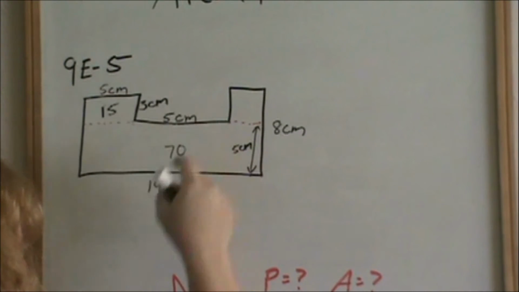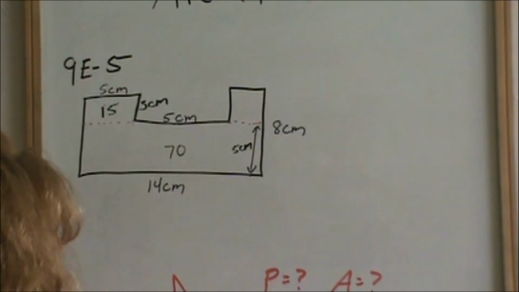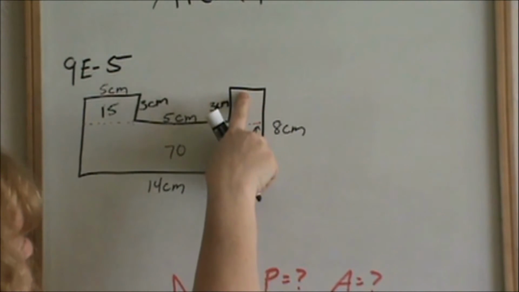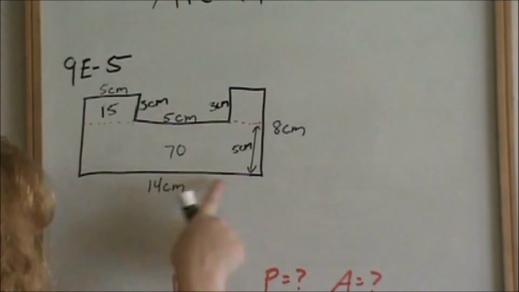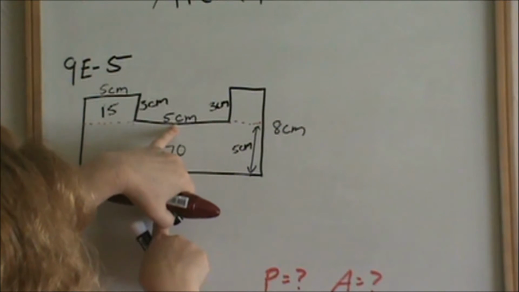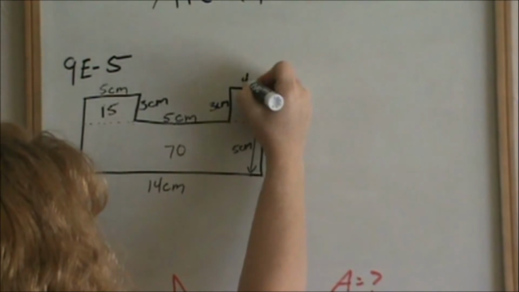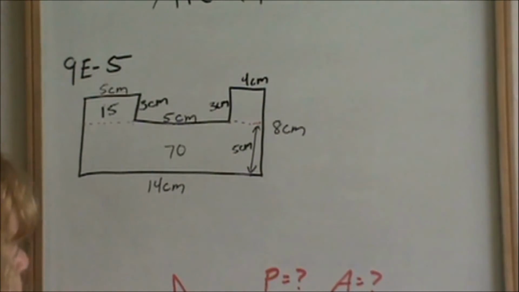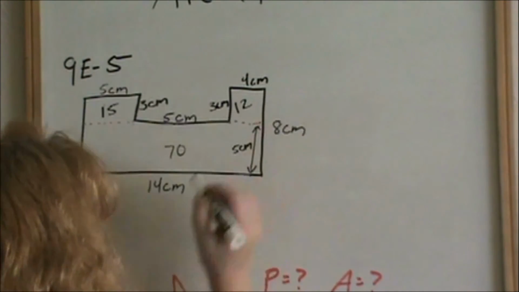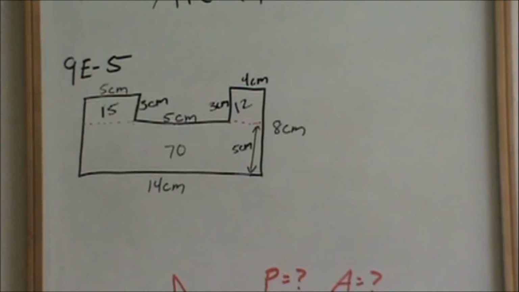Now I need to do this little square. Well, from that this is 3, I know this is 3 centimeters. But I need to know what this length is right here. The total length across the bottom is 14. I know that's 5 and that's 5. So that's 10. So 14 minus 10 is 4. That would leave 4 centimeters right there. So base times height, 4 times 3, 12 square centimeters. Now I can add up all of these to get my total area.